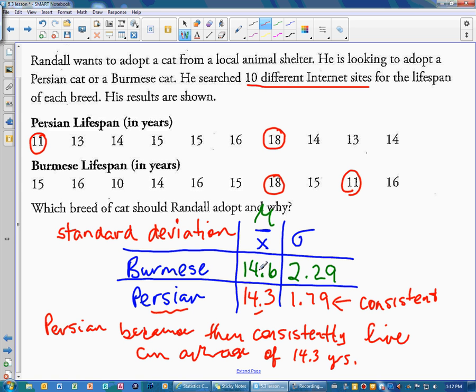chance of the Burmese to live quite a bit less. You also have the chance of the Burmese living quite a bit more because this standard deviation is less consistent because it's higher. That means that the numbers are higher and lower around the mean. Okay? So if you're going to answer questions about standard deviation, you are looking for numbers that are lower because it shows consistency. Okay? So good luck with your practice and ask questions as you need.